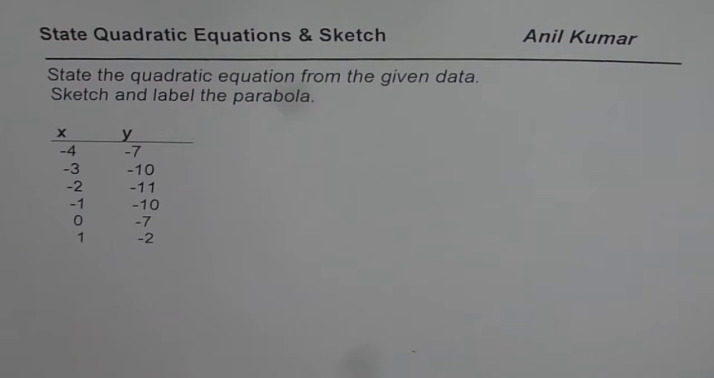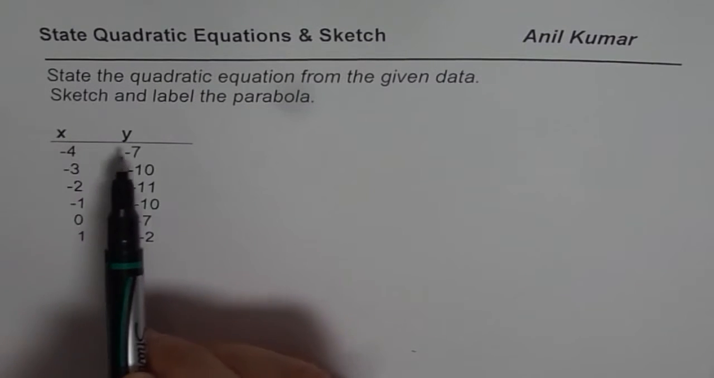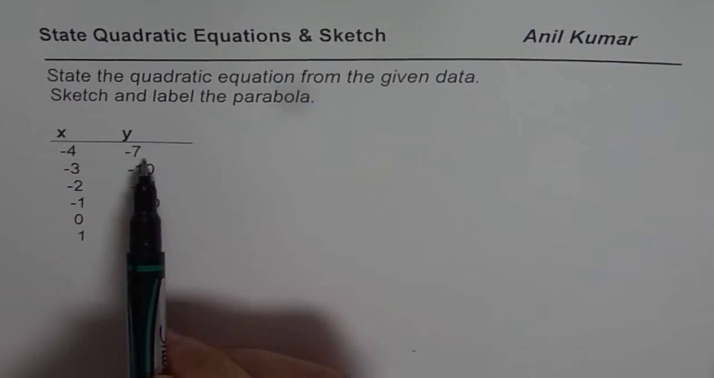You need to state the quadratic equation from the given data, sketch and label the parabola. You can pause the video, answer the question, and then look into my suggestion. Now, this is normally the first question in a test paper where you need to state quadratic equations, sketch them, and label them. Data for us is x and y coordinate points are given.